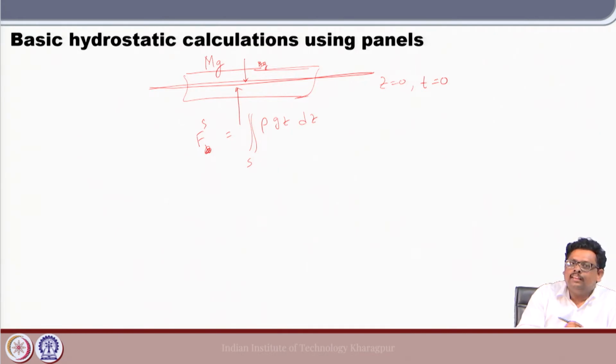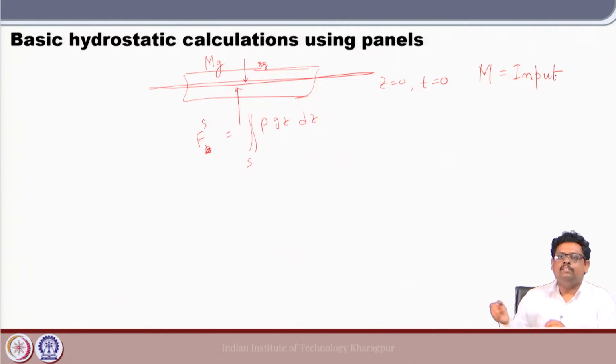Now, this is very important. Suppose it is not balanced, then what is going to happen? Let us say in some way your code is not performing fine. You take the mass m as the input, and when you do the hydrostatic calculation, you get some buoyancy force F static, and the two are not equal: F static is not equal to mg.